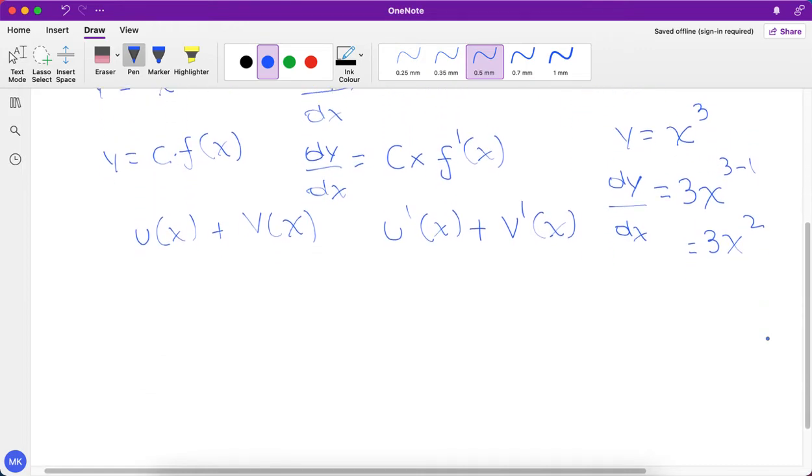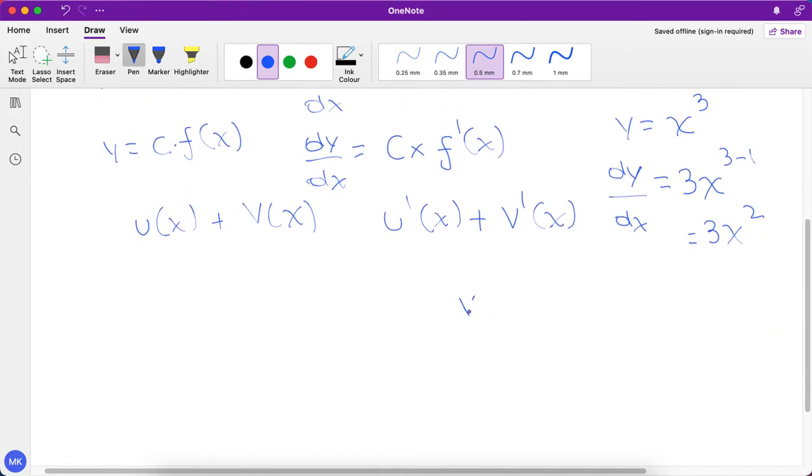Now using the third rule, if you have y equals 5x to the power of 4 and we have to find dy by dx, the first step is finding f dash of x, and f dash of x is basically 4, because it's x to the power of n, 4 into x to the power of 4 minus 1, that is 3. So now 5 into 4 is 20, so it will be 20x cubed.